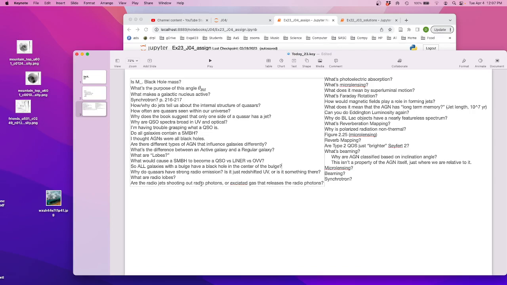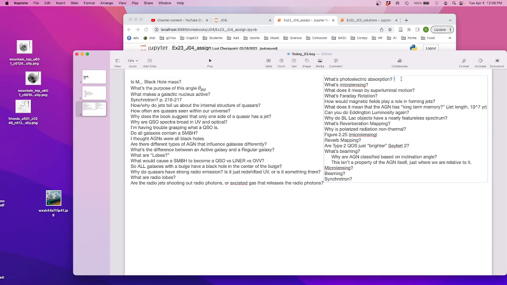I don't have any pictures of that this time. I probably should. What are radio lobes? I just answered that. Oh, and the radio jets: where is the radio coming from? The radio is coming from the electrons that are all along the jet. That was reading 1.